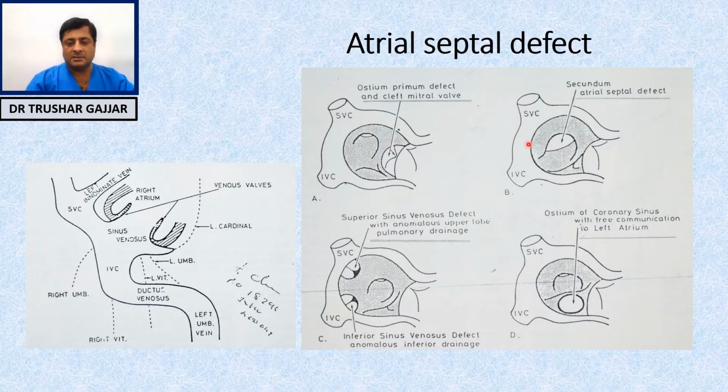There is a deficiency in the septum primum, which leads to the formation of the secundum ASD or atrial septal defect. If the sinus venosus wall regresses, then there will be a sinus venosus ASD at the level of the SVC or IVC. A coronary sinus type of ASD develops if the left horn sinus venosus wall and the roof of the coronary sinus are deficient. That will lead to the coronary sinus type of atrial septal defect.